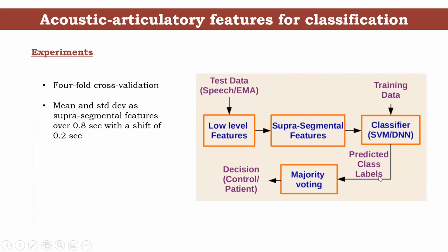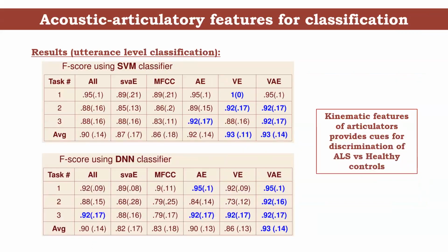And for a recording, you have multiple segments of 0.8 seconds with a shift of 0.2. For each of those 0.8 second segments, you get a decision. And you combine them by majority voting and declare the utterance to be healthy or ALS. So it's a simple, sweet experiment, on a small set of data. Let us see what result we get. If we use the SVM classifier or DNN, you see, first of all, the numbers are on the higher side.